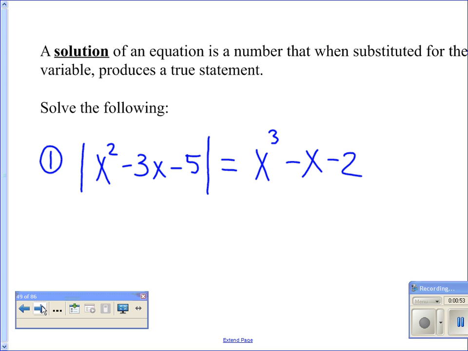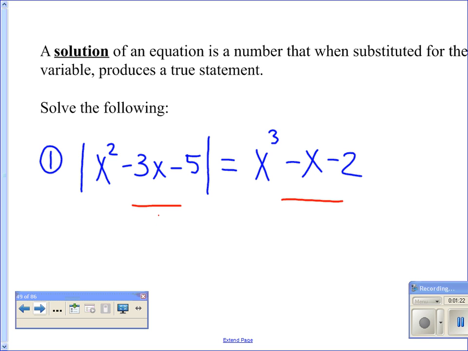Okay, so for this one, a solution is going to be a number that when it's substituted for the variable, it's going to produce a true statement. So right here we have an absolute value expression set equal to a cubic polynomial, and what we're trying to do is find the solutions. Now, in this case, what you probably want to do is use the intersection method because you have two separate functions going on here. One function on this side and another on this side.